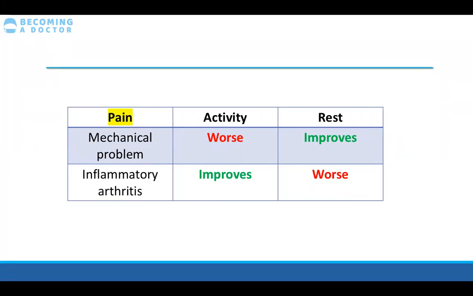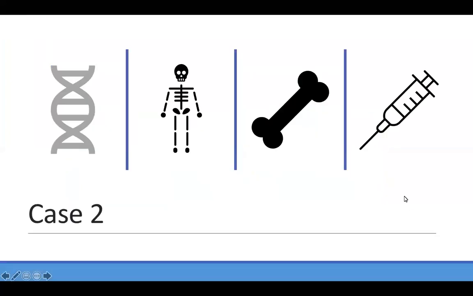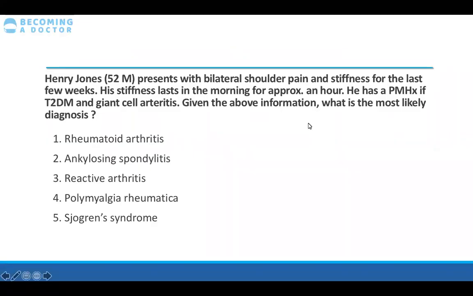Right, moving on to the next case. So here you've got Henry Jones, who's a 52-year-old male. He's presented with bilateral shoulder pain and stiffness for the last few weeks. His stiffness lasts in the morning for approximately an hour. He has a past medical history of type 2 diabetes mellitus and giant cell arthritis. Given the above information, what is the most likely diagnosis?